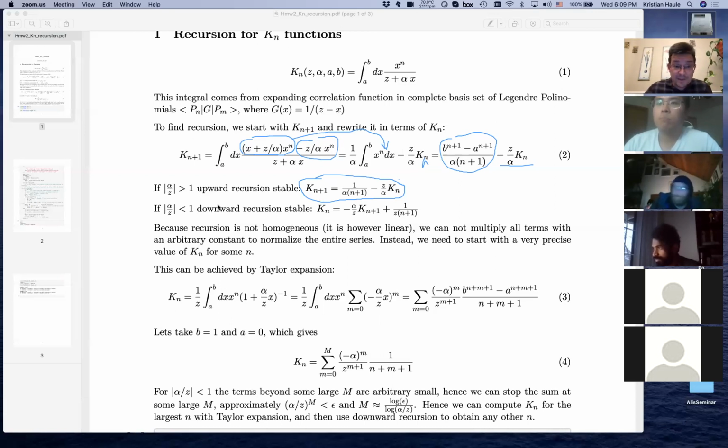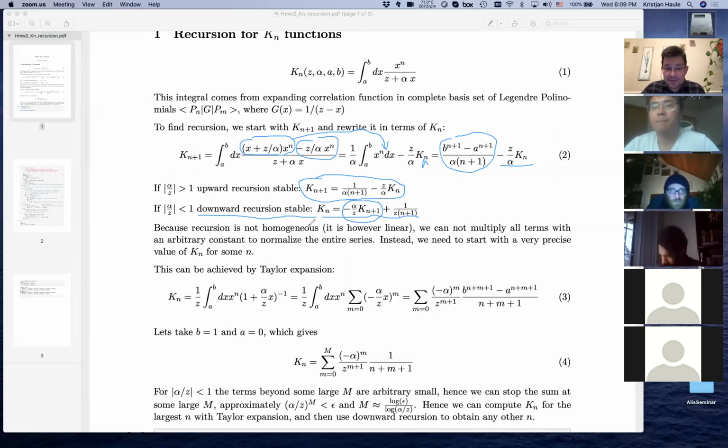Okay, but when alpha over z is less than, let's say, 0.5, then only downward recursion is stable, and we need to use this recursion. So from n plus 1, we can calculate n. However, as I said, this particular recursion relation does not allow you to renormalize all the values in the series. You need to start with a precise enough value of this maximum Kn plus 1. Okay, so how do you do that?